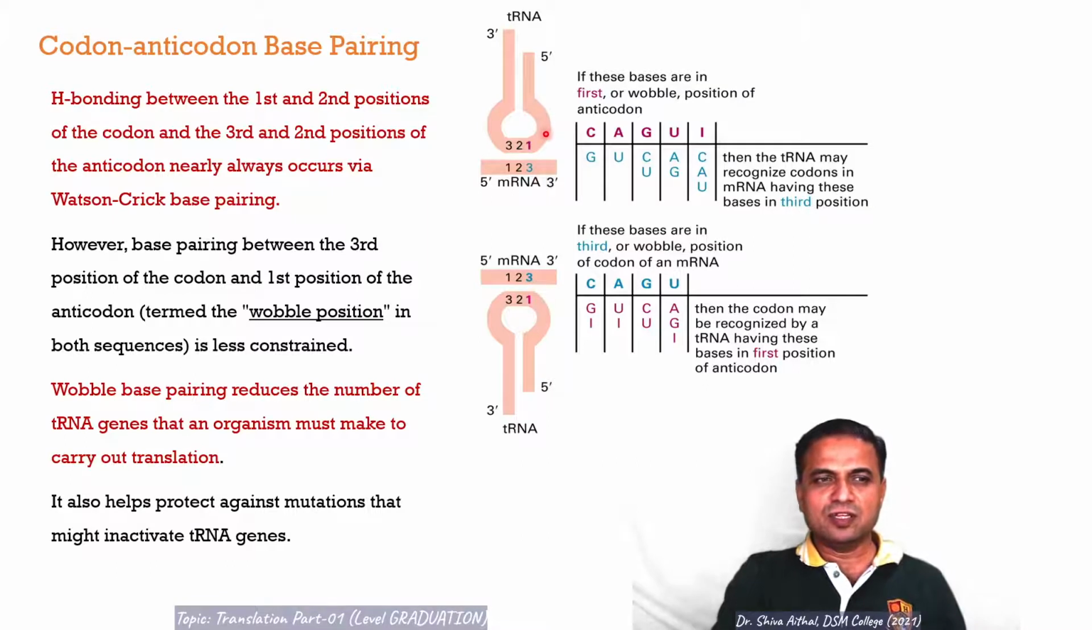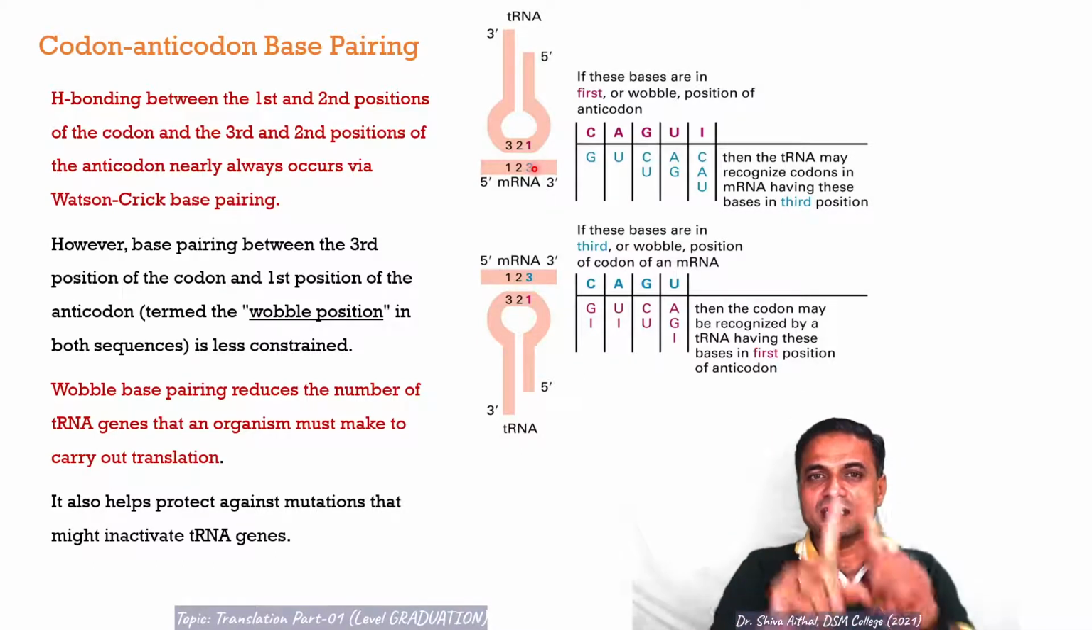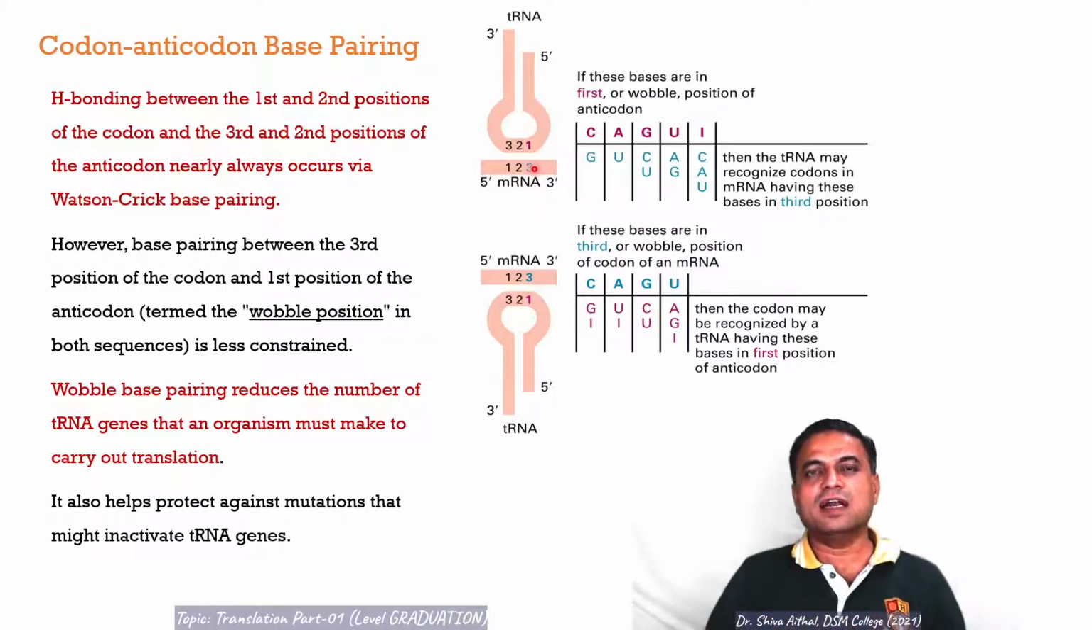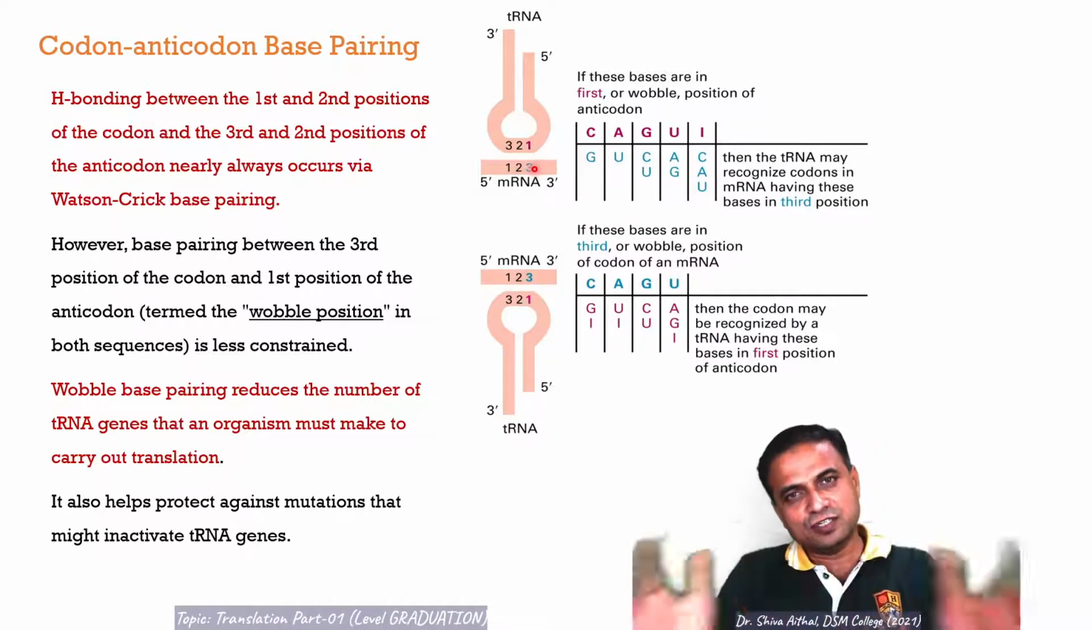Base pairing between the third position of the codon, focus on the laser pointer, and the first position of the anticodon are less constrained. They do not follow Watson and Crick pairing, they have wobble pairing. Wobble base pairing has a significance. It reduces the number of tRNA genes that an organism must take to carry out translation. If this also followed Watson and Crick pairing, then there would have been a need for 64 tRNAs. In evolution, they would have made 64 tRNAs.